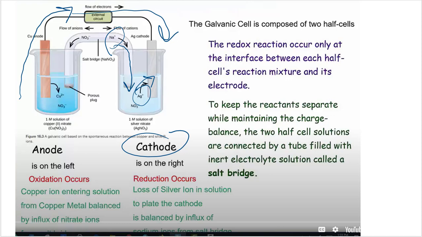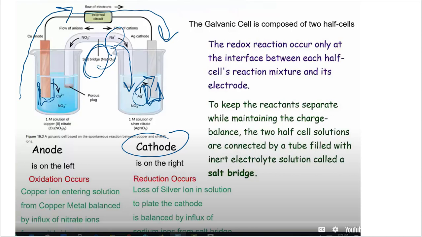So remember, the site of reaction, really, where is the redox occurring? It's at the interface of the solution to the metal anode or the metal cathode. So it's the interface between the half reactions where we actually have redox occurring. To keep these reactants separate but maintaining the charge balance, the two half reactions have to be bound together by a tube or some sort of salt bridge that contains a positive ion and a negative ion to be able to migrate and keep those charges balanced as the electron circuit is completed.